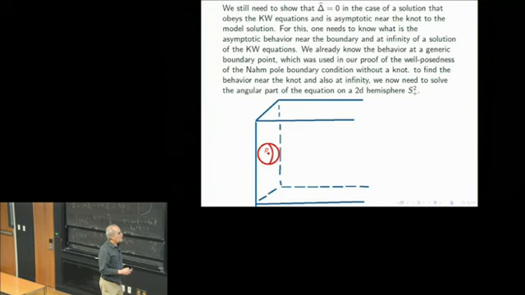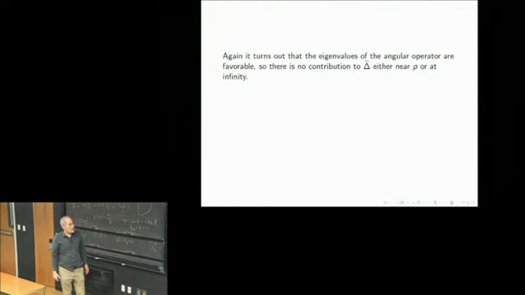To find the behavior at the knot, and also near the knot and at infinity, we now need to solve the angular part of the linearized equation on a 2D hemisphere that looks like this. So there's a boundary point, and I draw a little 2D hemisphere around it. Because the model solution is scale invariant, the linearized solutions have definite scaling behavior. But the scaling exponents are determined by eigenvalues of an elliptic operator on the hemisphere. So you have to analyze the spectrum of a certain elliptic operator on the hemisphere and find that its eigenvalues have favorable properties. It turns out that the eigenvalues are favorable, so there's no contribution of delta hat at either the origin or infinity.